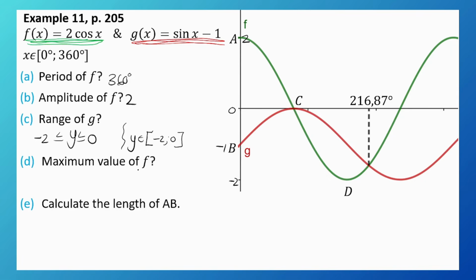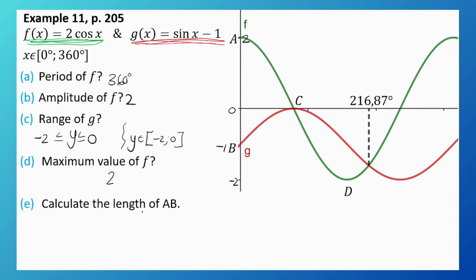Maximum value. When we're talking about a maximum value in functions or graphs, we are looking at the maximum y value, not x. Maximum y value. So in this case, you go look at f, the green one. What's the biggest value it can have? It's here on top. It happens here as well as here, and it is 2.